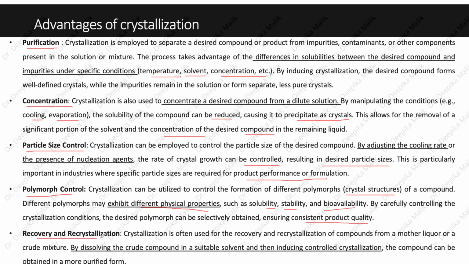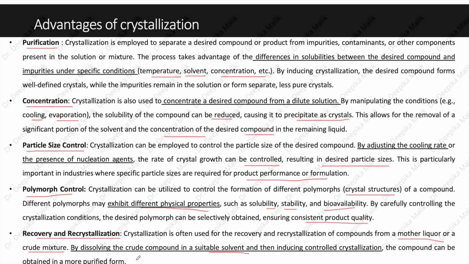Then recovery and recrystallization. Crystallization is often used for the recovery and recrystallization of compounds from a mother liquor or a crude mixture. By dissolving the crude compound in a suitable solvent and then inducing controlled crystallization, the compound can be obtained in a more purified form.